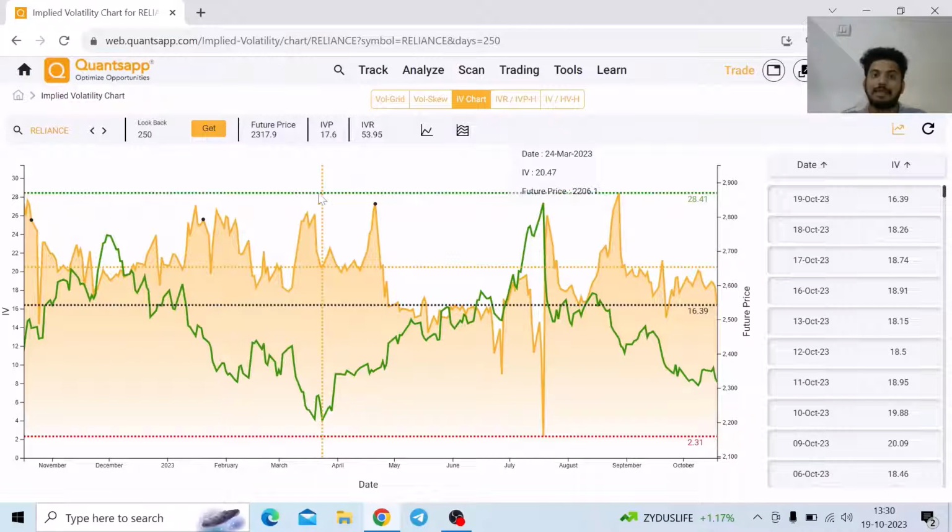So the funda is simple, the mantra is simple, that before the uncertainty becomes known, we will see that the implied volatility goes up, and the moment uncertainty becomes known, after that the implied volatility will collapse. Okay, so till the time the uncertainty is unknown, you will see the spike in implied volatility, and the moment uncertainty becomes known, the implied volatility would collapse.